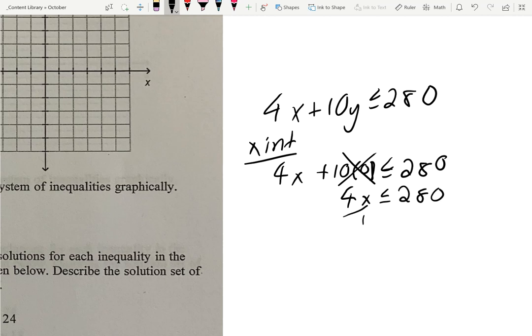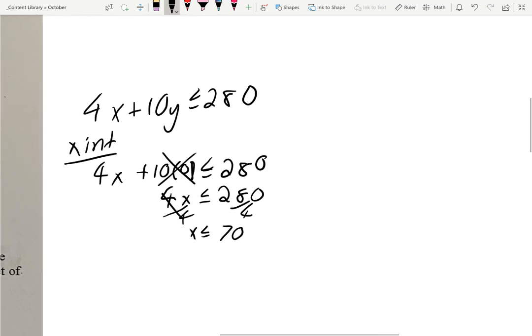So we do this, we would divide by 4, and we would have x is less than or equal to 70. So that would be my x-intercept. For the y-intercept, we do the same thing, but we plug in the 0 for the x, right? We're trying to solve for the y value.